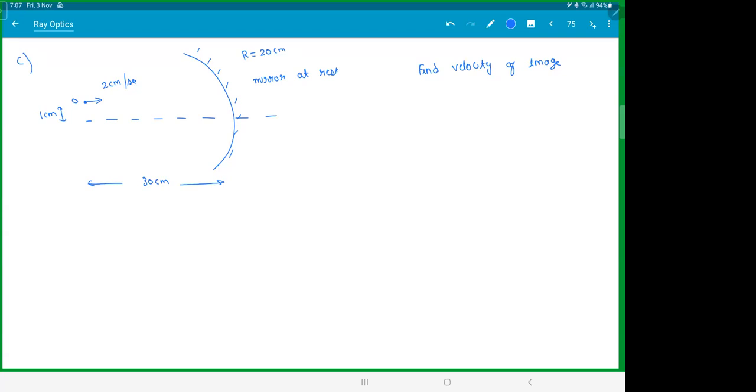The horizontal component will remain same. So whatever we did till now, if you do that, what you get is a horizontal component. 2i minus 15 by 4j. Okay.